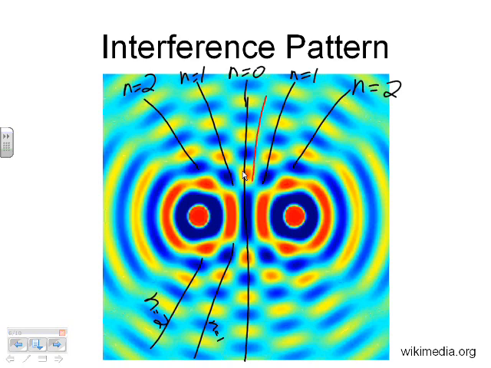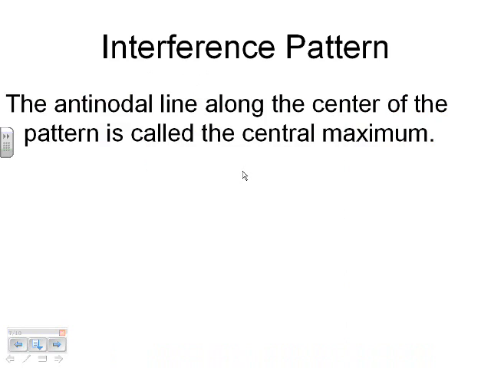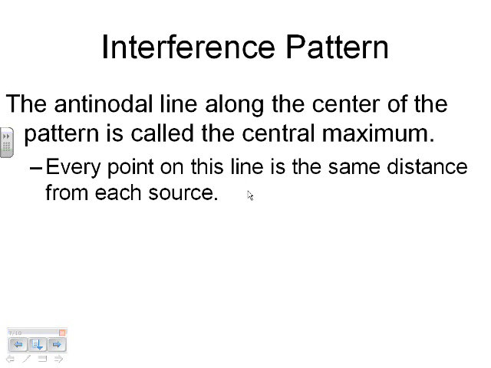Destructive interference along here, n is then 0.5, and would be 1.5 for this second order minimum. Third order minimum, n is 2.5. Hopefully you're seeing a pattern emerge here. The antinodal line along the center is the central maximum. As I said, that's where n equals 0. And we say that every point on that line is the same distance from each source.